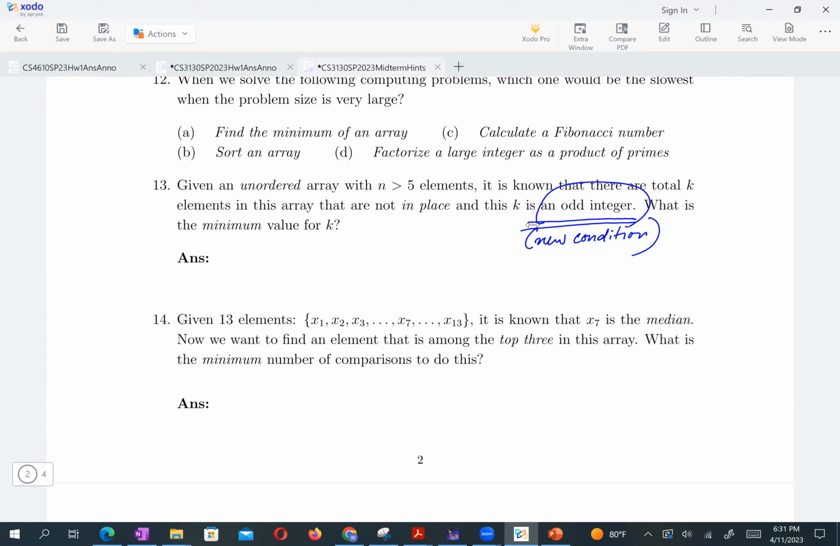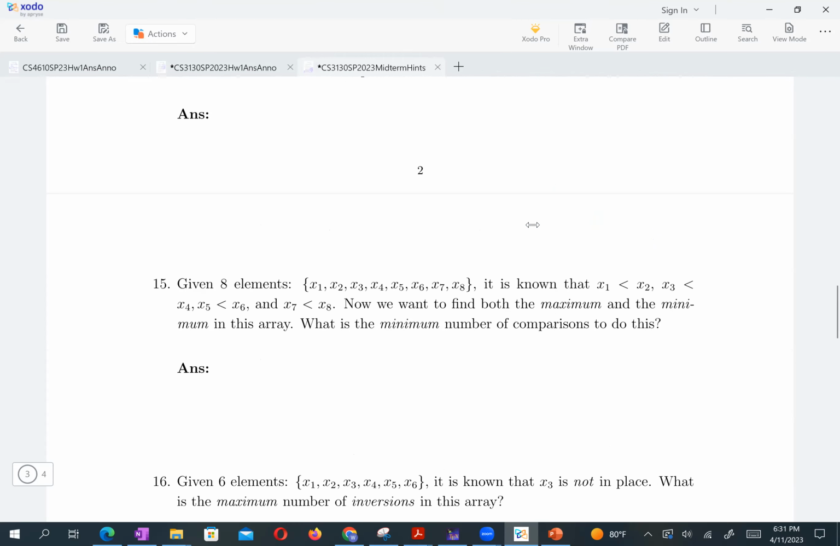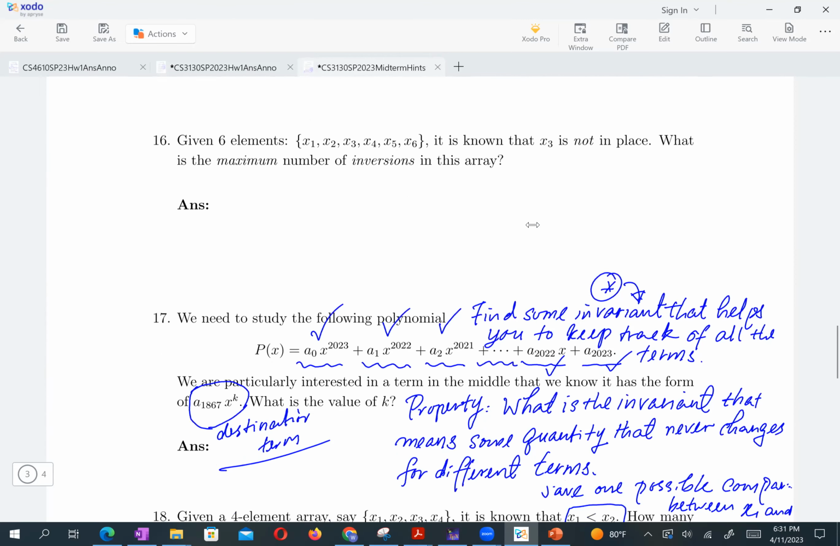Number 20. Here, I explain the meaning, the background, so you will answer following the right direction. Otherwise, you may go in the wrong direction. So let's go to question number 20.